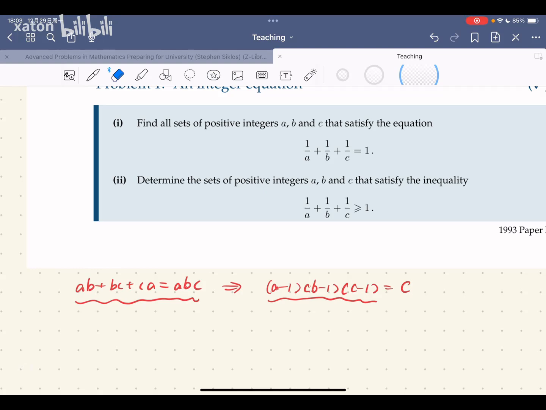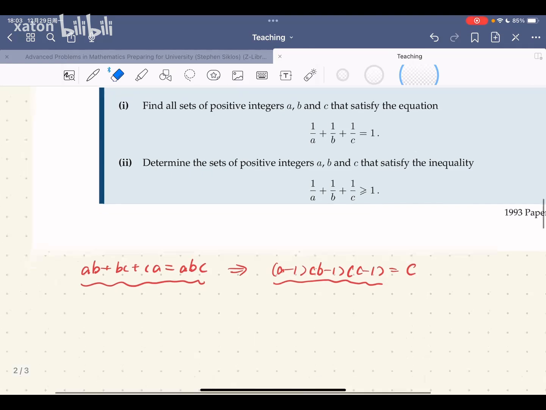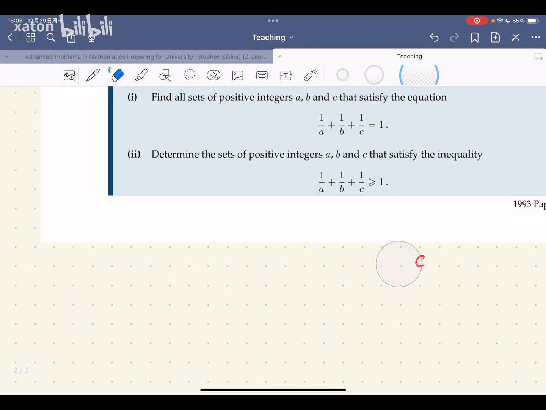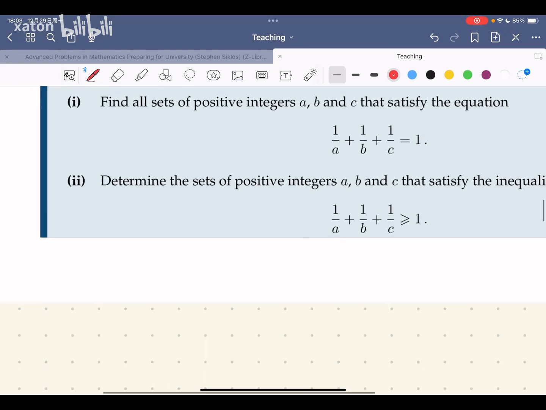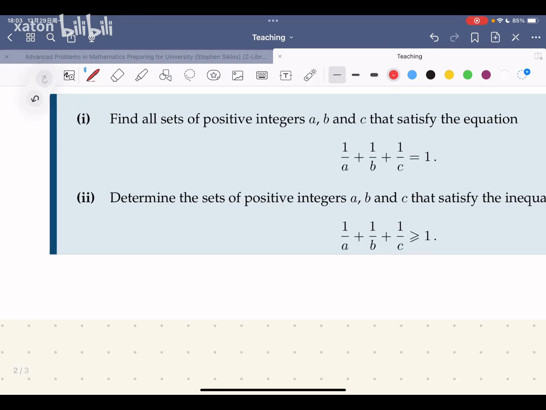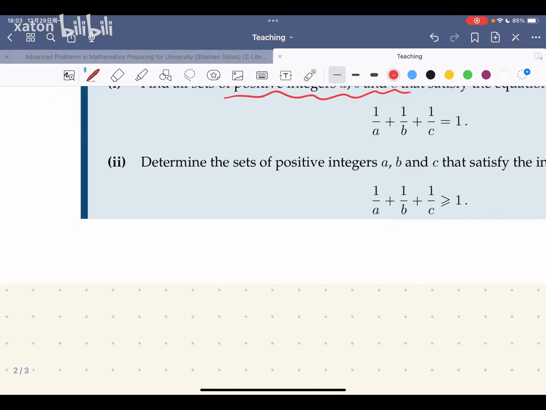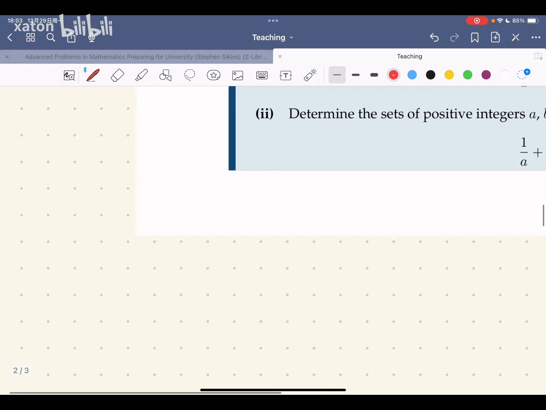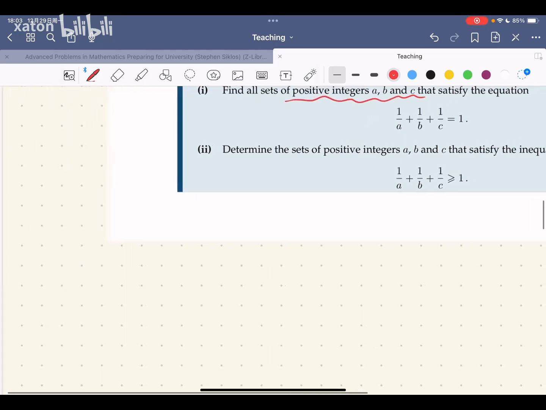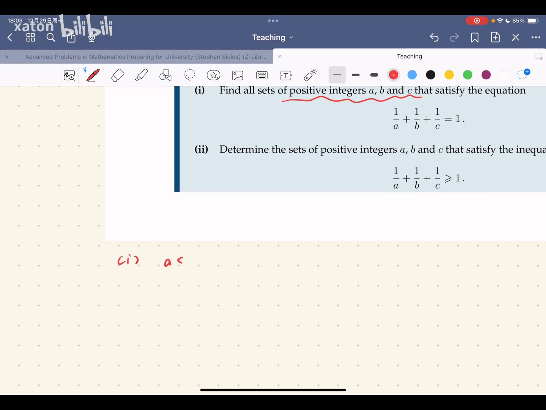1 over a plus 1 over b plus 1 over c equals 1. This is quite tight, actually. We can try plugging in some numbers and see how tight this equation is. We have really strict requirements on a, b, c. They are positive integers. Since they are symmetrical, without loss of generality, we can let a is less than or equal to b, and b is less than or equal to c.